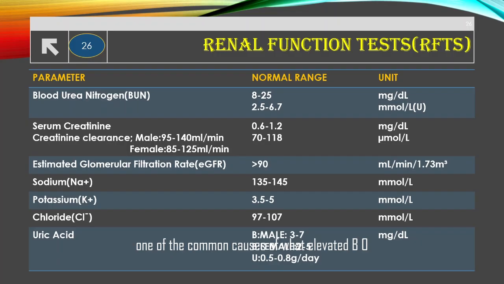One of the common causes of elevated BUN is upper GI bleeding. You need to remember that. That's one of the significant ones, but the list is endless, and I don't want to waste so much time on just one parameter. So that's BUN. The normal is 8 to 25 milligrams per deciliter. If you want, you can memorize one for millimole per liter, or just international units.